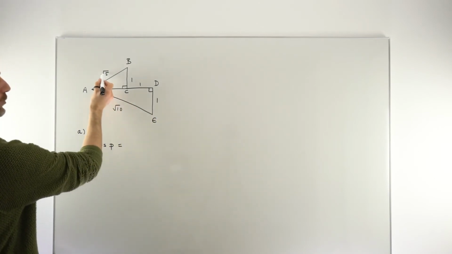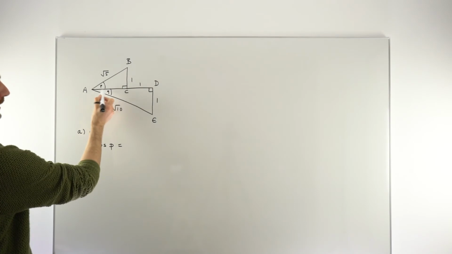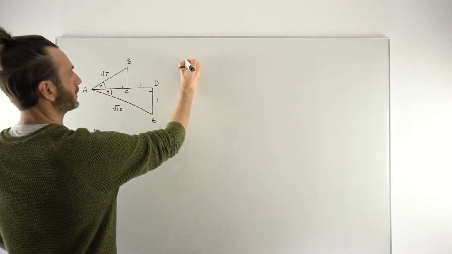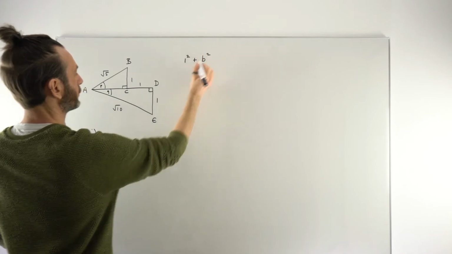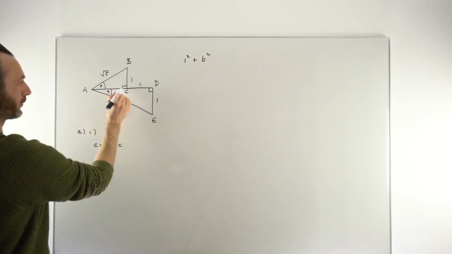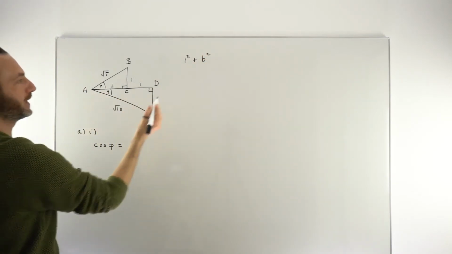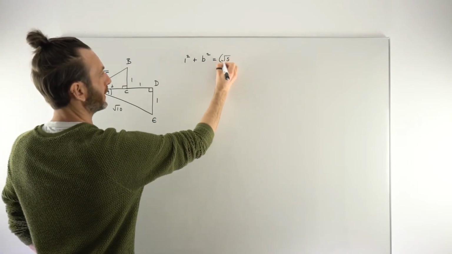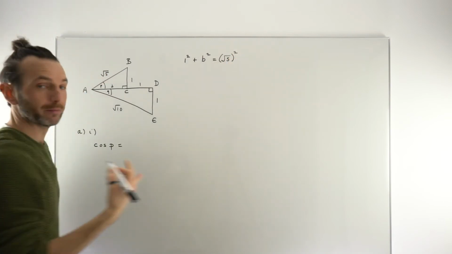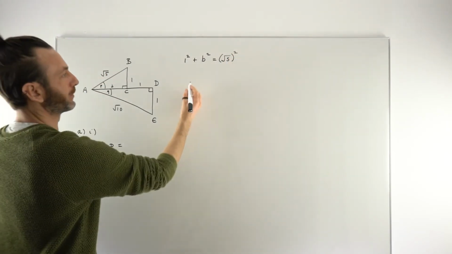So using the root 5 and the 1 and calling this little b, we would have that 1 squared plus b squared, calling this side we're looking for here little b, is equal to the hypotenuse squared, so root 5 squared. That's just setting up the Pythagoras equation. We're going to try and solve it for b.